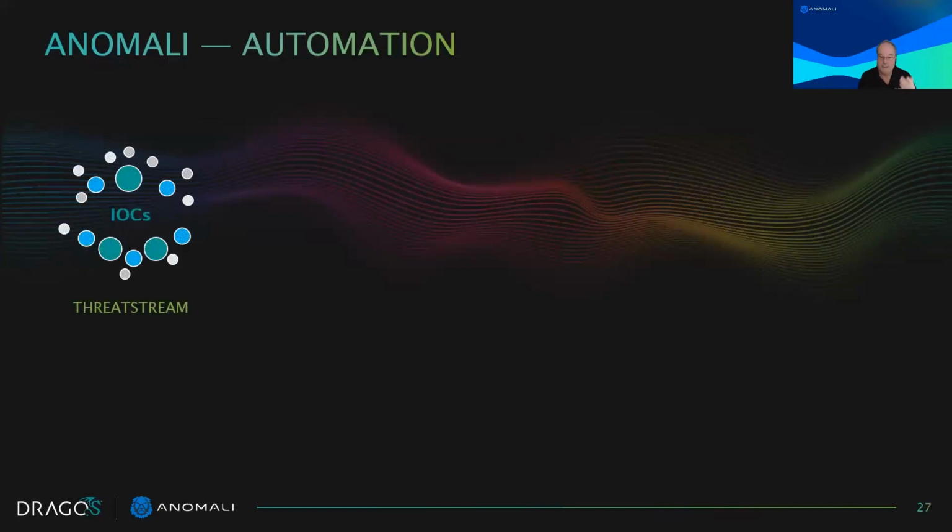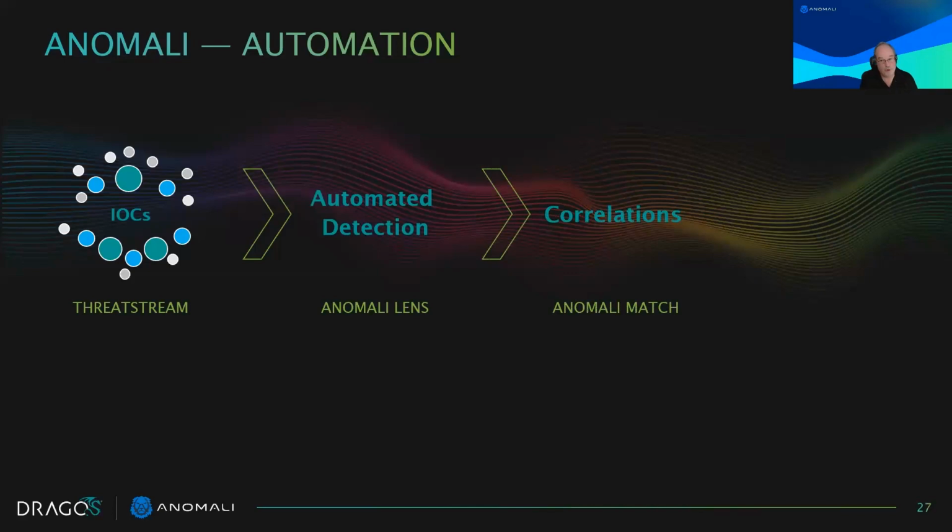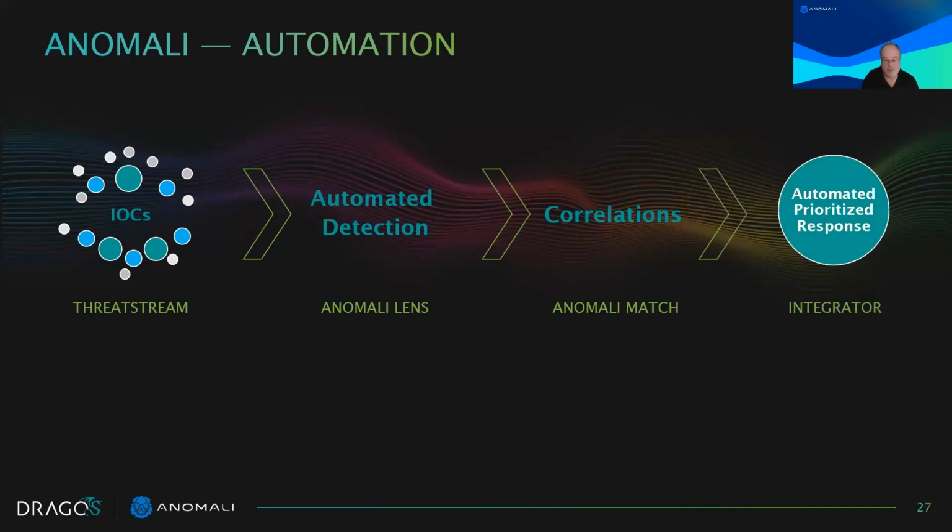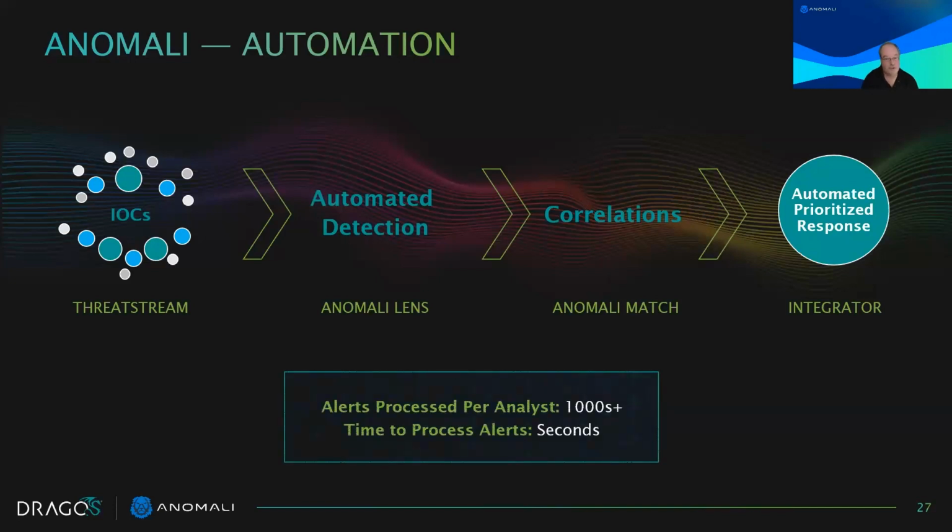So Anomaly automation: taking IOCs from ThreatStream, using Anomaly Lens to automate your detection, as well with Copilot, correlating all your telemetry against all your intelligence in your environment, and then remediating with an immediate response in the environment. So alerts are processed rapidly, taking analysts from minutes or hours to seconds in the environment.